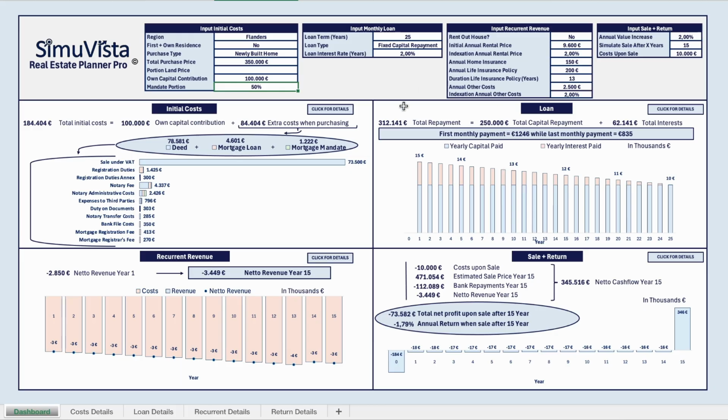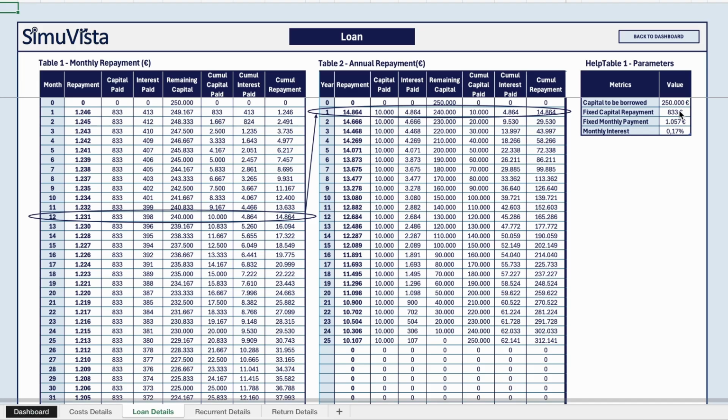So it's all interconnected, and if you would like to have more details behind the loan, you can see here your monthly schedule, your repayment schedule based on the inputs of the dashboard, both monthly and annually.